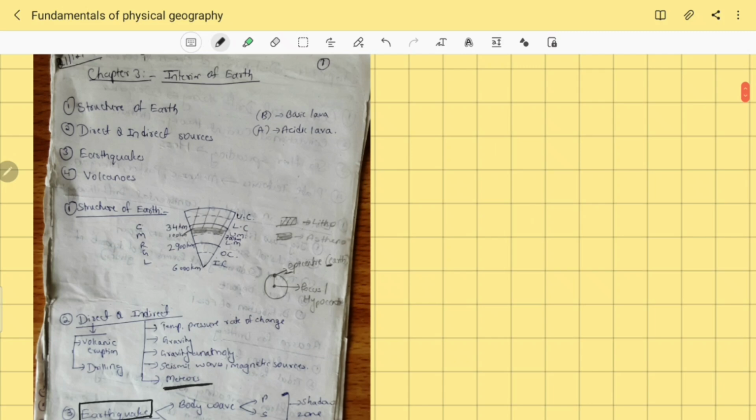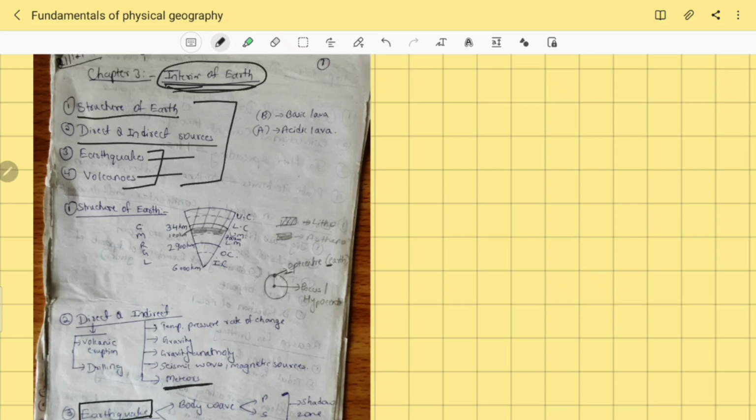Basically, in this chapter, interior of the earth, we have mainly four parts. What are you supposed to know in this chapter? You should know the structure of the earth, first thing. Second, what are the sources to know about the interior of the earth? Then you have two small topics: one is about earthquake and the other is about volcano. Why they have put this chapter in your textbook is, in geography we are going to study about our earth, right? So first we have to know what is the interior of the earth. That's the reason they have put it here.